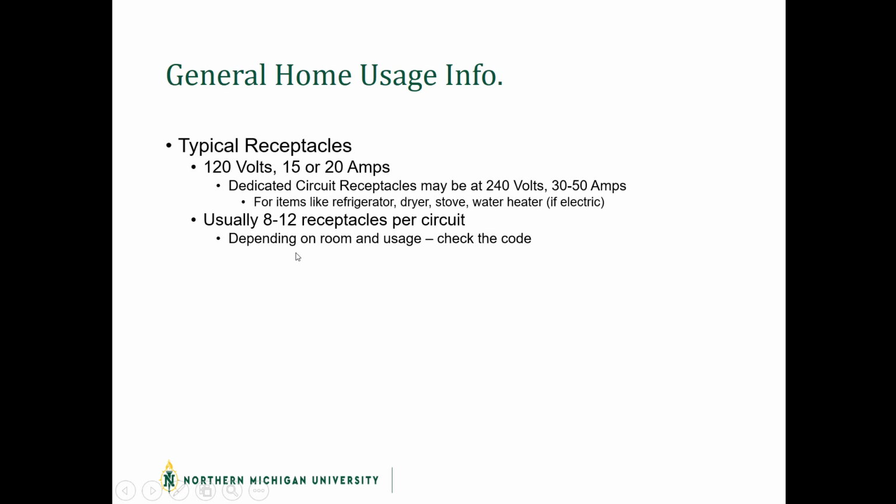Usually what we're talking about when it comes to code is about 8 to 12 receptacles per circuit. It depends on the type of room, depends on the usages. You've got to make sure we check the codes because they're all a little bit different. You don't want to be putting too many loads on one circuit. The theory is the different rooms that you have require different amounts of energy consumption throughout your day.